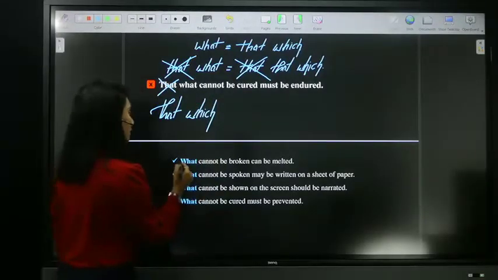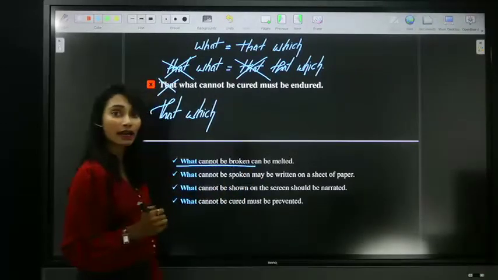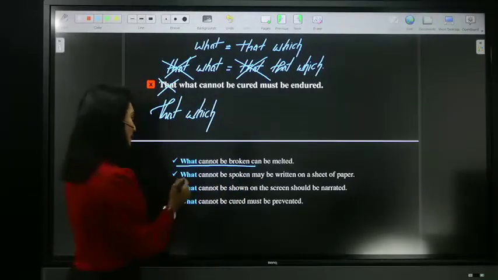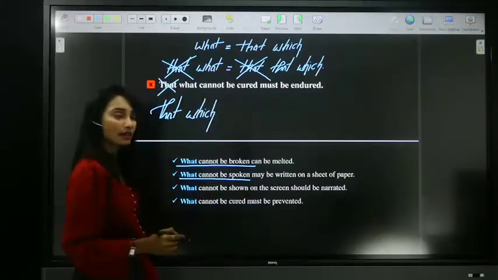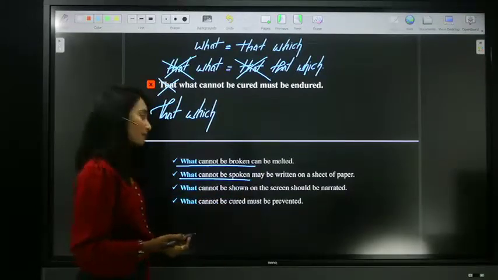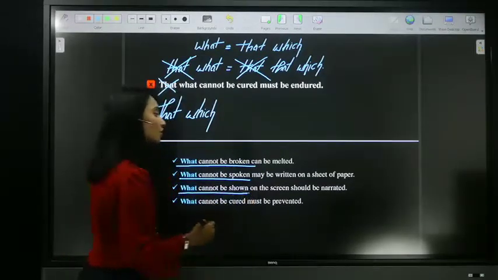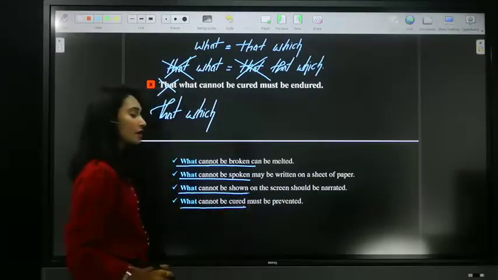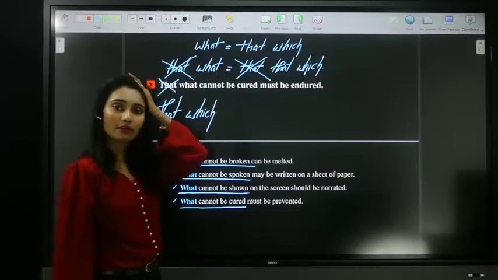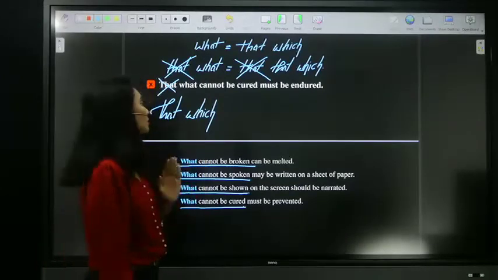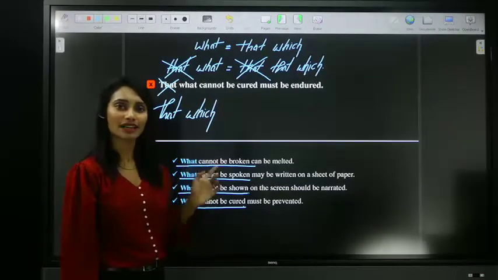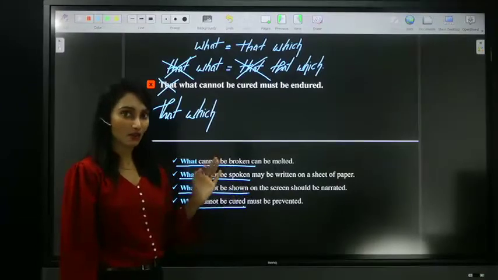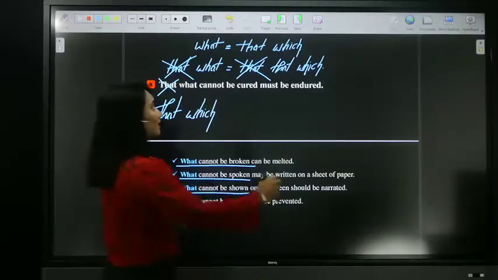Now, look at this one. What cannot be broken can be melted. What cannot be spoken may be written on a sheet of paper. What cannot be shown on the screen should be narrated. What cannot be cured must be prevented. Remember, use what or that which. Do not use that what. It is redundant.